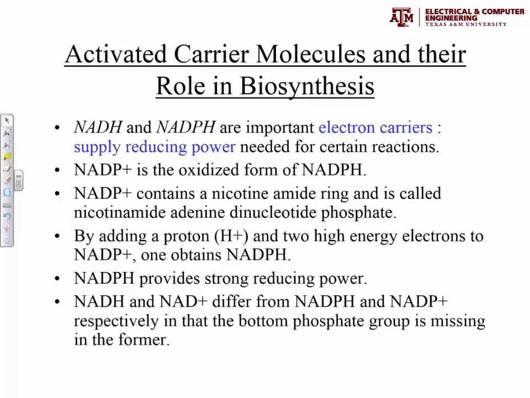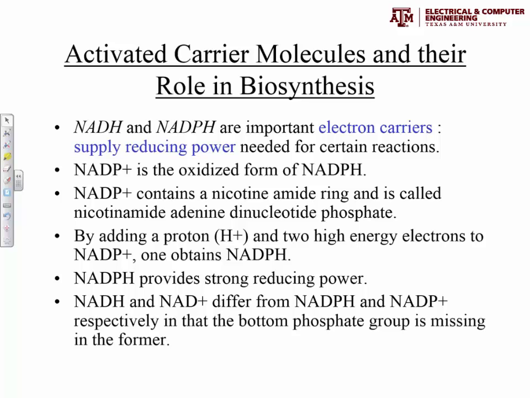NADP plus contains, and it's called NADP because the full form is nicotinamide adenine dinucleotide phosphate, right? I'm not asking you to memorize that, but that's what it is. That's how you get NADP. Nicotinamide, because the ring is a nicotinamide ring. So when you do your search on the internet, look up the nicotinamide ring, okay? And see what those atoms are, whether there's any carbon or it's nitrogen or something else, right?